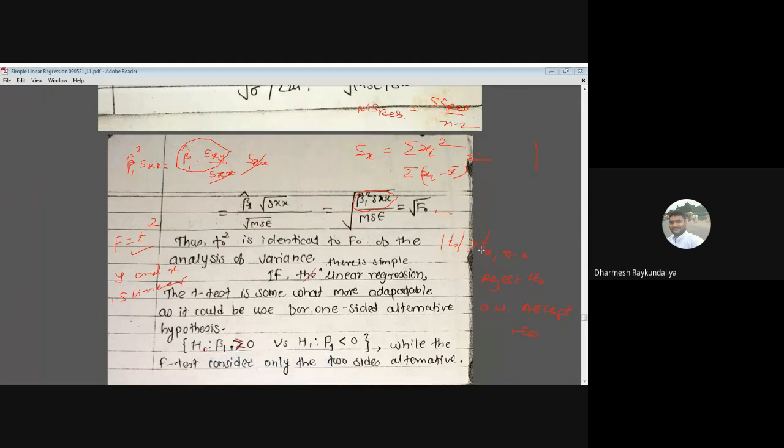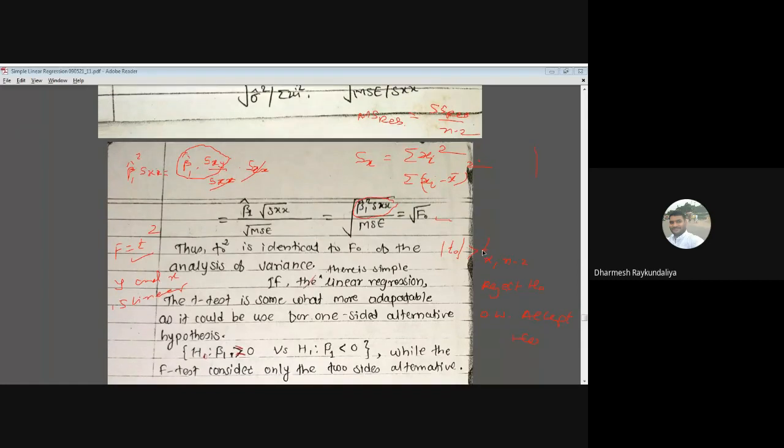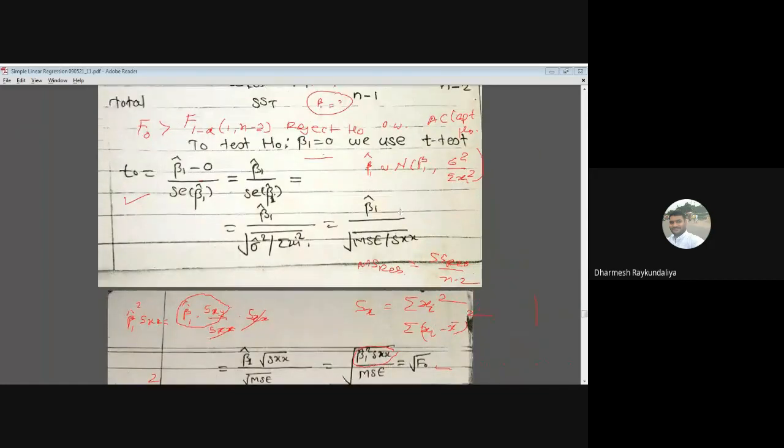So when I am saying that reject H naught, what does it mean? Beta 1 is not 0. Beta 1 is not 0, it means that whatever the variable associated with beta 1, it is important to predict the value of y. And what is the variable associated with beta 1? It is x. So that means x is an important variable to predict the value of y.